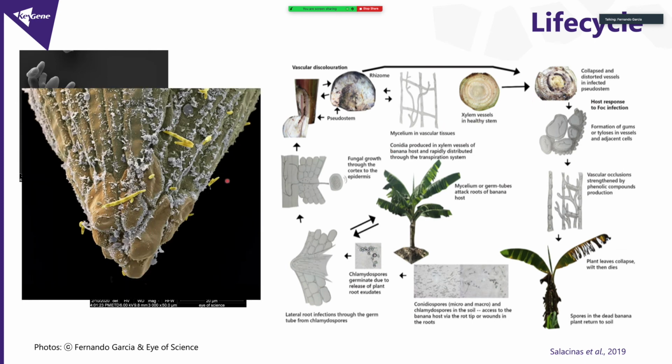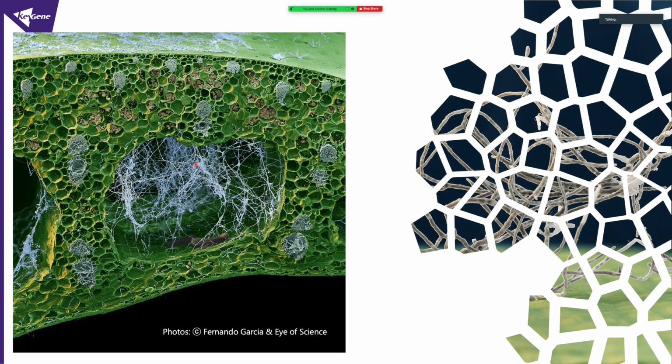So at the beginning, after a few hours of contact with the pathogen, you can see here that some of the spores are already attached. This is the tip of a root, and these are the macro and microconidia. What happens then is that the fungus starts to grow, not only in the vessels, as you can see here and here, where all this white is the Fusarium, but also in these empty areas in the pseudostem. This is a pseudostem of the banana. And this picture that I showed you at the beginning is a magnification of one of these areas.